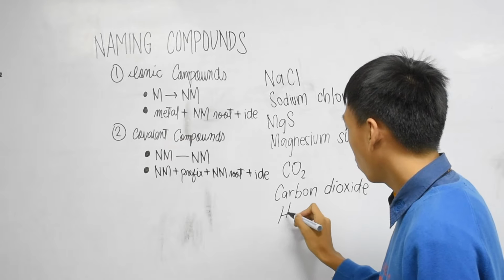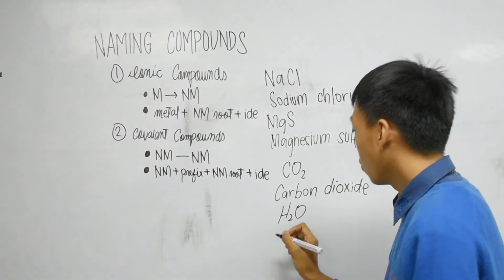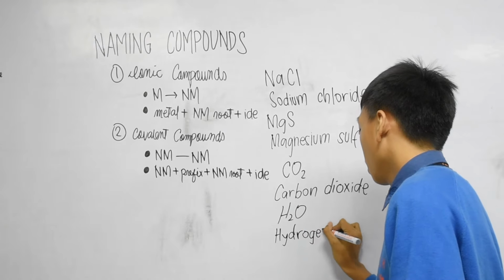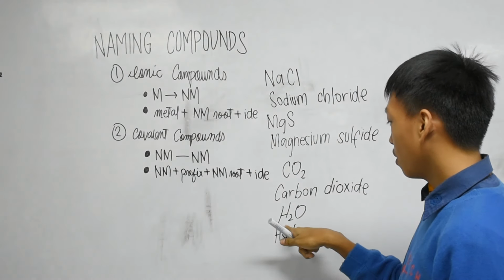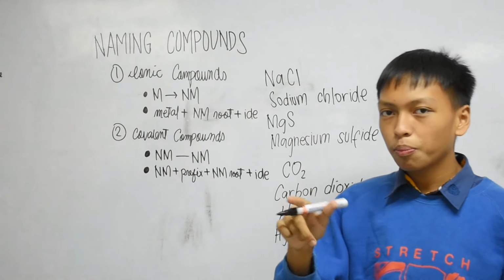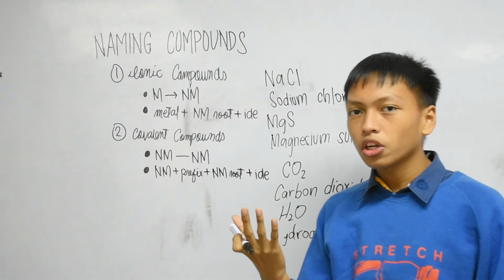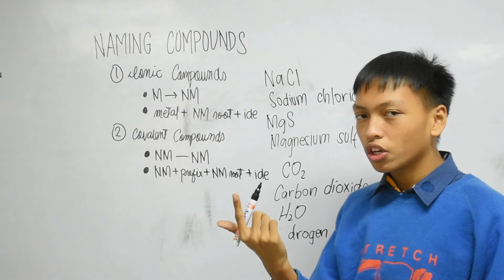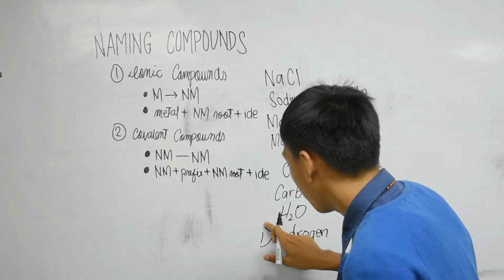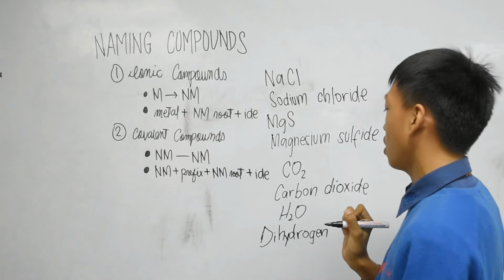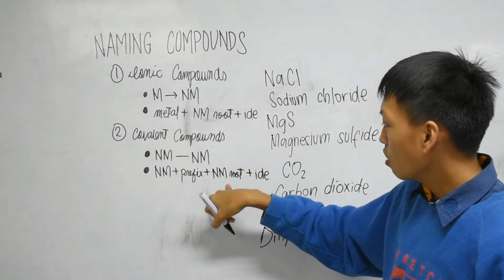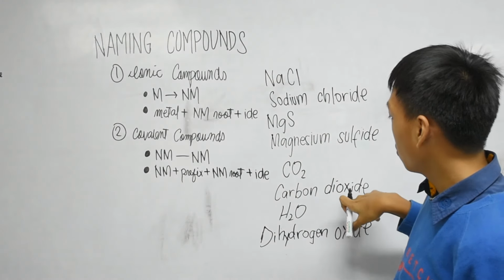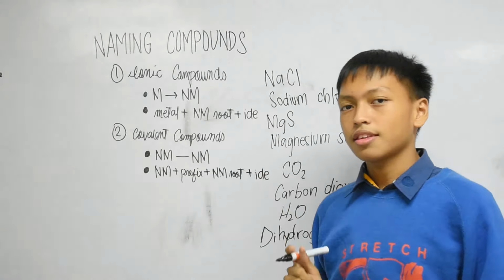Another would be H2O, which is water in layman's terms. First, the non-metal, which is hydrogen. Hydrogen, but we have a number here, so you would have to write the prefix as well. Even if we call water hydrogen oxide, the complete name of water is dihydrogen oxide. So, write that, dihydrogen. Root word of oxygen, ox plus IDE, so oxide. For covalent compounds, you have carbon dioxide and dihydrogen oxide.